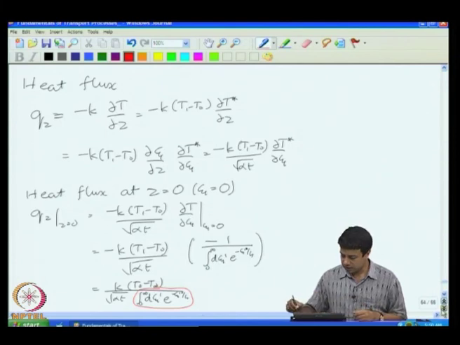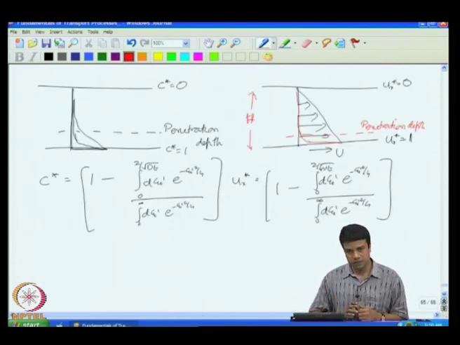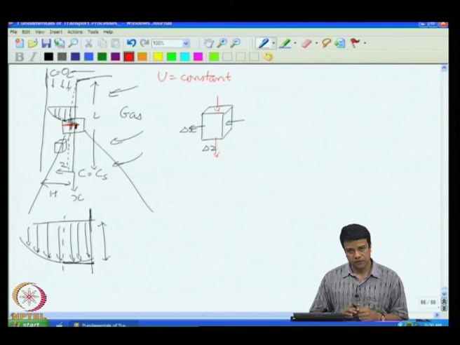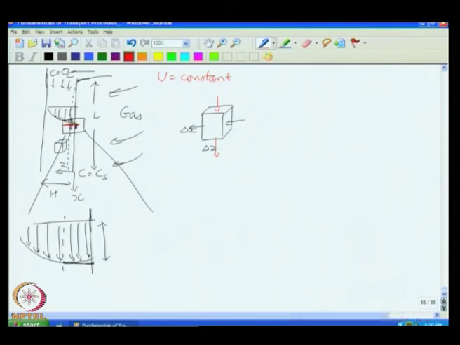And I told you that you can get exactly the same solutions for heat and mass and momentum transfer. I have set up this problem for you. We will continue this in the next class and try to get a correlation for the Nusselt number. We will see you in the next lecture.